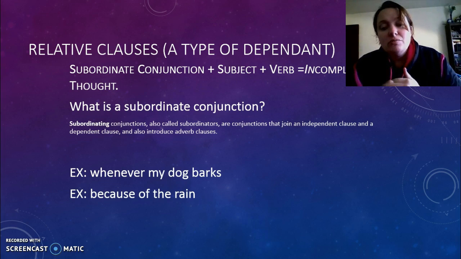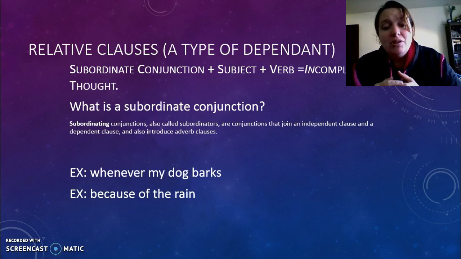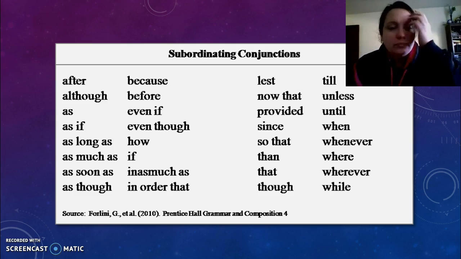We see this here. Whenever my dog barks. My dog barks is okay on its own, but when we stick that pesky word whenever, or if we put because at the beginning, those are subordinating conjunctions. They cause problems. Same thing with because of the rain. Well, that causes a problem. That's not a complete sentence. It's not a complete thought at all.